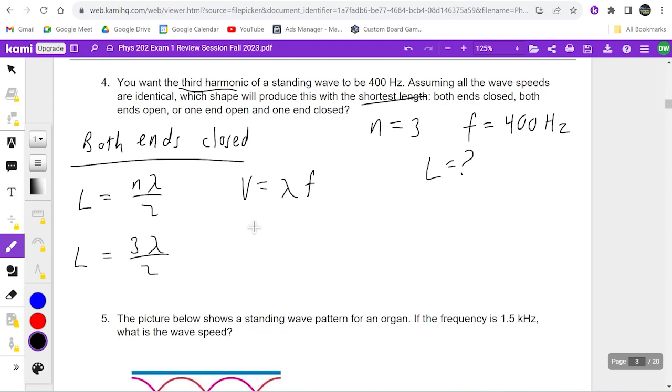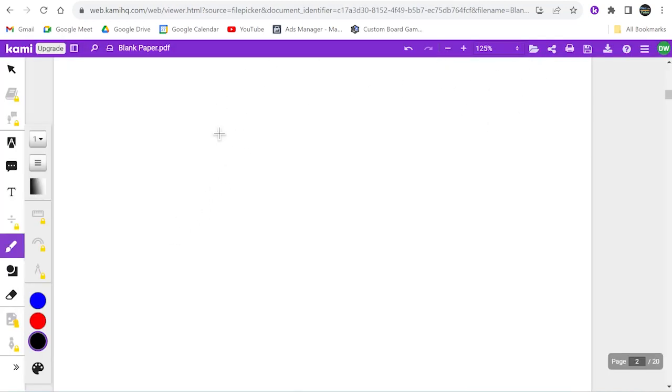So anyways, I'm going to actually leave it as v to prove that the velocity doesn't matter. Lambda is what I'm solving for, and the frequency is 400. So in other words, if I want to solve for lambda, just divide both sides by 400. Lambda equals v over 400. And so then if I plug that into my length right here, I'm going to go on a different page because I'm running out of room. I'm going to get L equals 3 times v over 400 divided by 2.